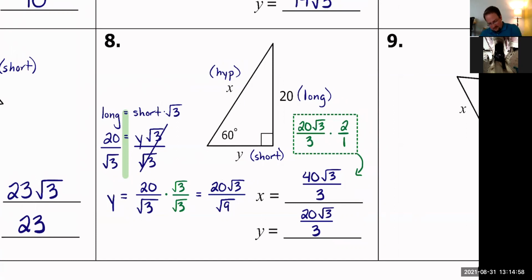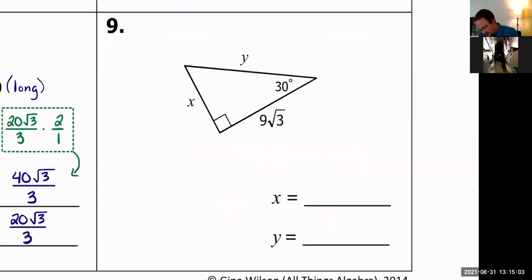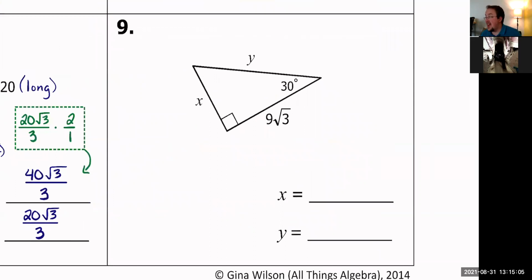Last one on this page, similar situation, looks a little bit different, but let's not get too mixed up on that. Let's identify what we have, what we're looking for. Another 30, 60, 90, because I see that 30-degree angle and the 90-degree angle. I have this 9 square roots of 3. Which side of the triangle is that? That is the long leg. Which means X then is my short leg, and Y is my hypotenuse.